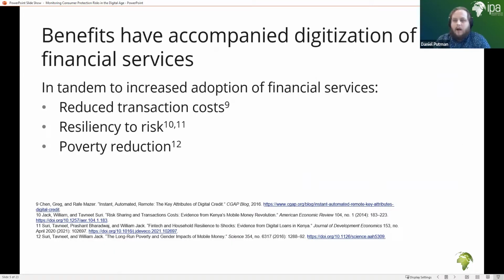And so we know that there are some benefits of these services. The reduction of transaction costs is really important. We've seen in a couple of places that when people can access these services, they have greater resiliency to risk, whether that's they can send money to each other in a cheaper way, or they can get small loans to cover random expenses. And then we've also seen a degree of poverty reduction that's due to these services as well.